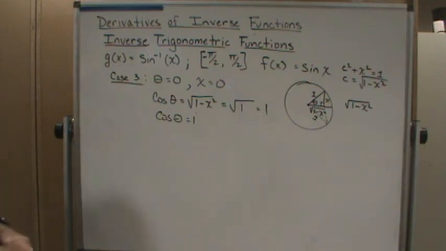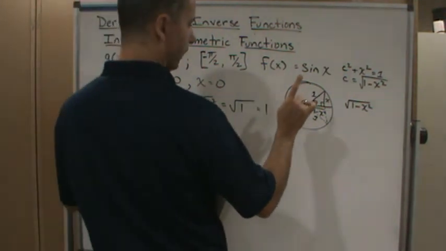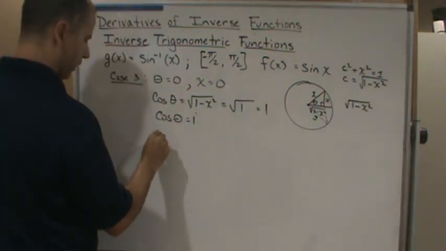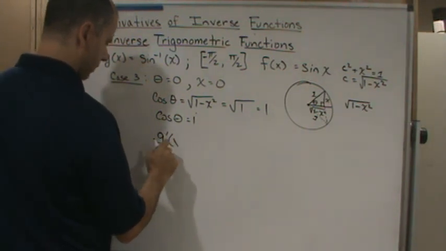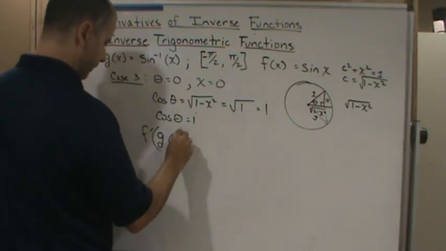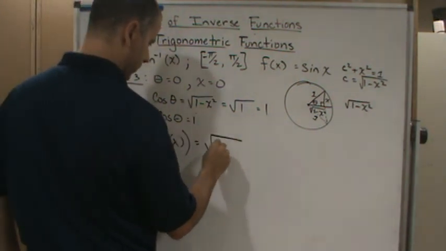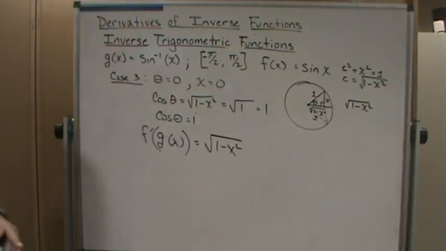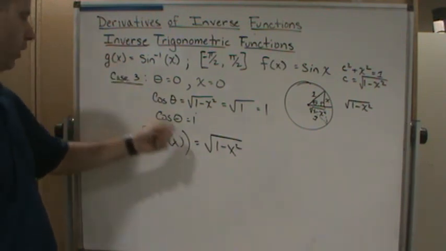And so, in all cases, f prime of g of x is equal to the square root of 1 minus x squared. Consequently, g prime of x is 1 over this.